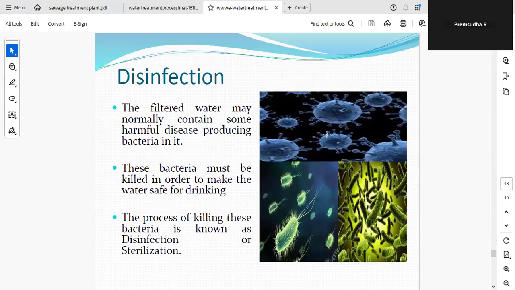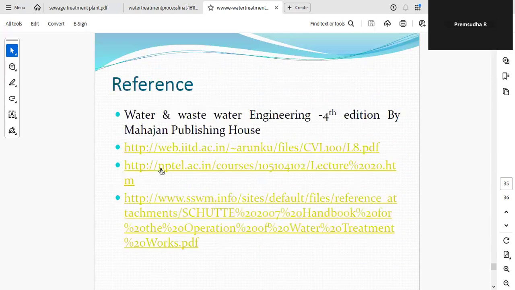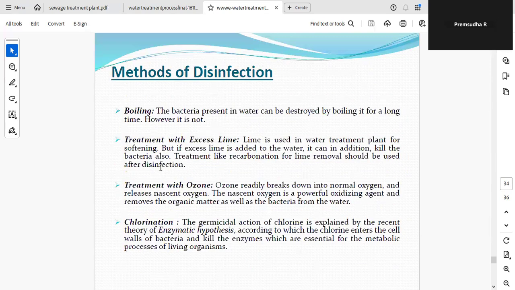The next is fluoridation. The filtered water contains some protection produced against bacteria, and that is removed by addition of fluoride.